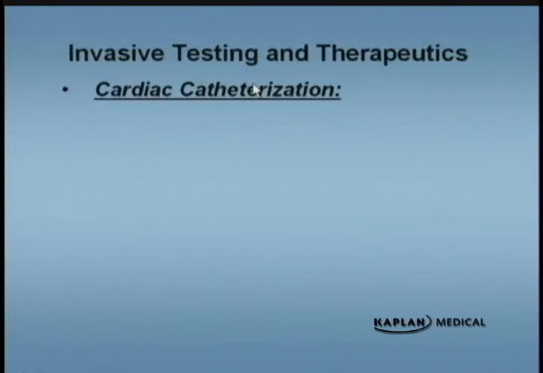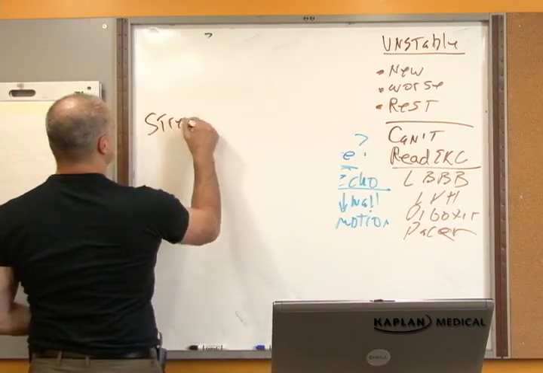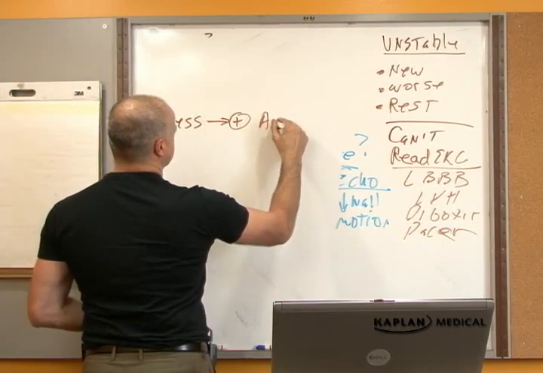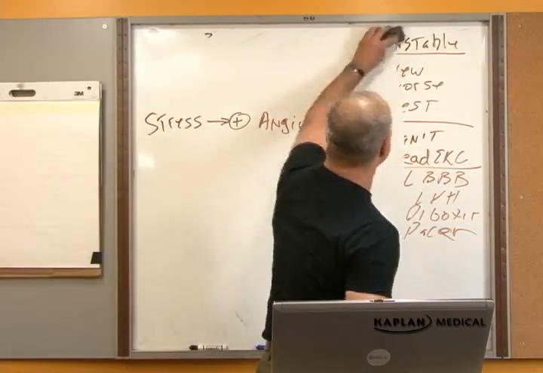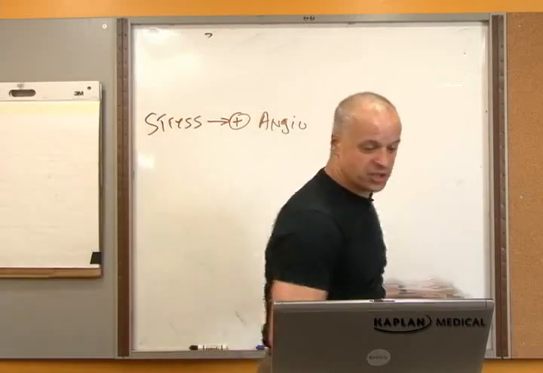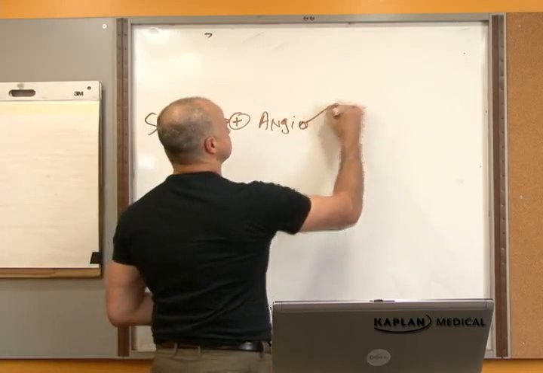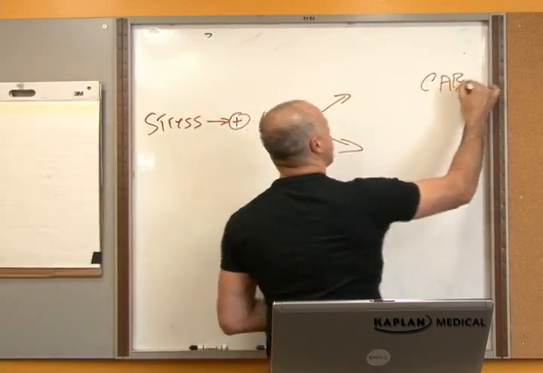Now, when I have a positive stress test, I am going to do angiography, a catheterization. What's the point of that angiogram? What am I going to do differently based on that angiogram? The point is, angiography is to answer this question: should I bypass or not?